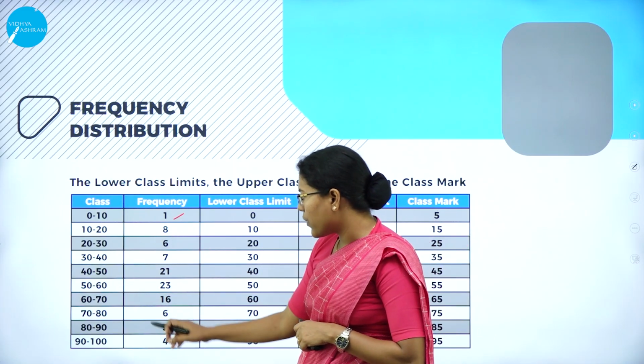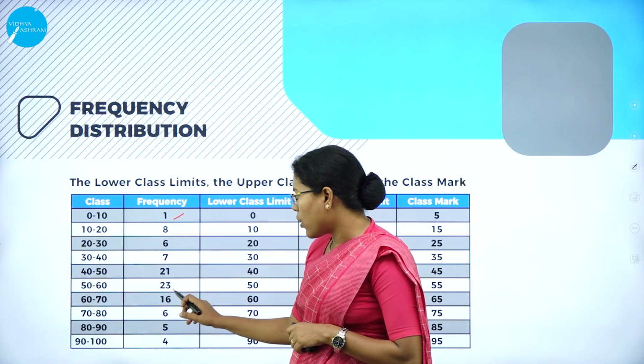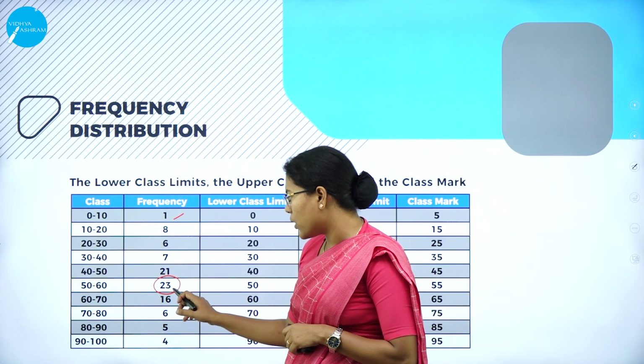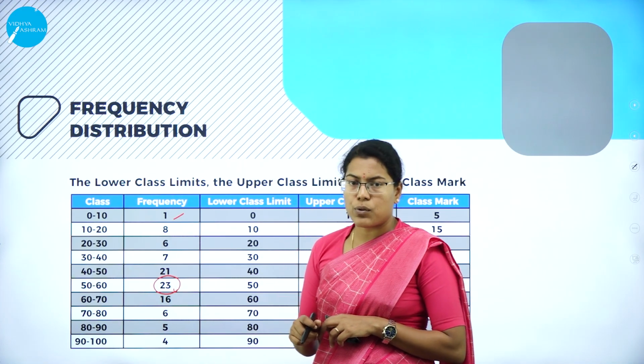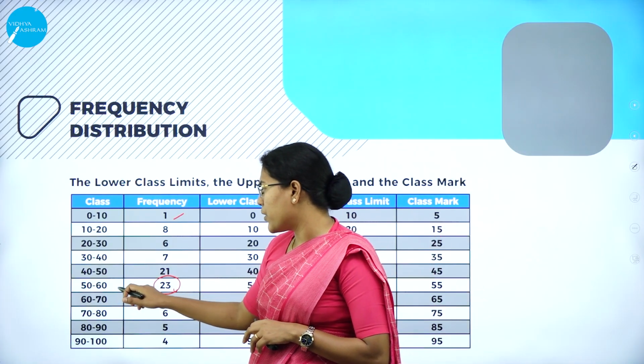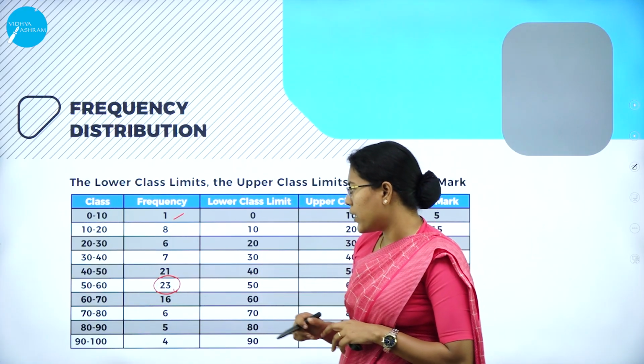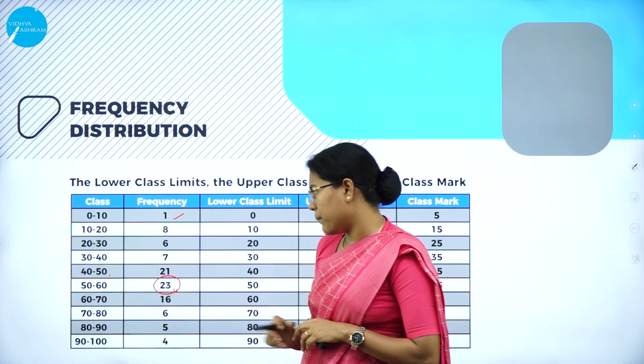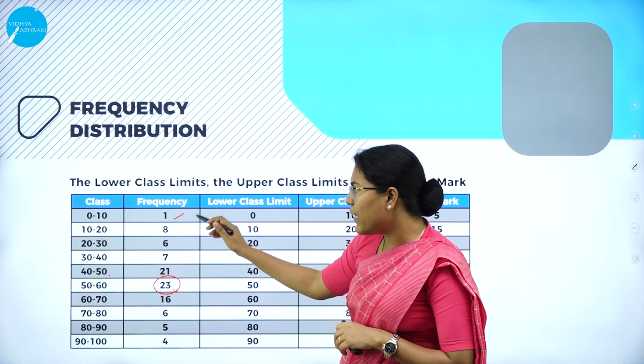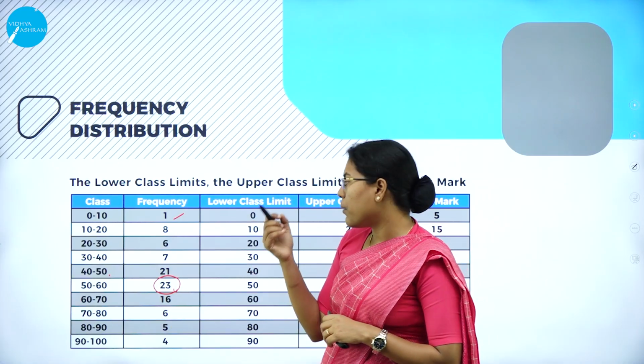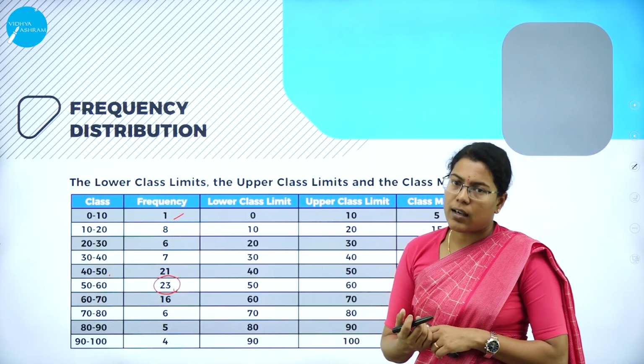So by seeing this frequency, we can make out the majority have scored like 23. The highest number of students have scored marks from 50 to 60, and the majority have scored more than 40, like that. It indicates the number of times a particular variable has occurred.